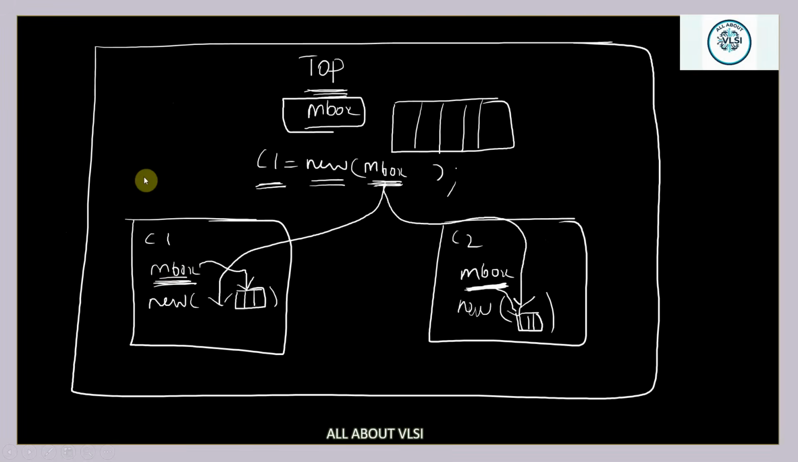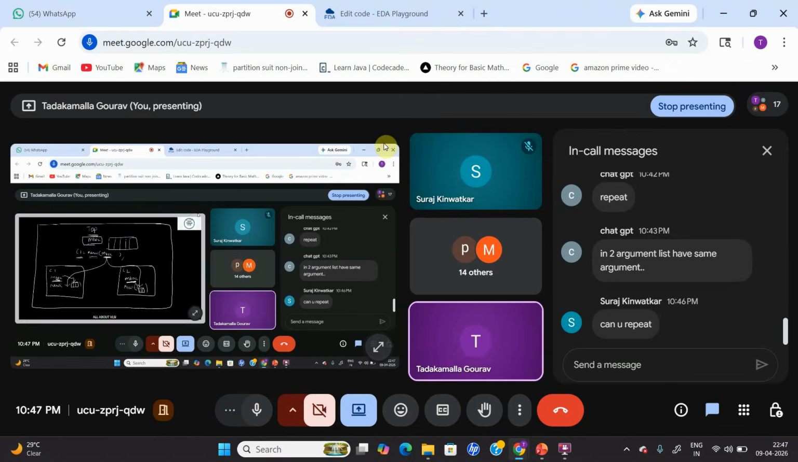So C1 will have an internally declared mailbox handle but not the instance, that will be pointing towards the common mailbox instance which is declared in the top, and C2 also has a mailbox handle which is declared, that will also be pointing towards the common mailbox instance which is created in the top, so that both the mailbox handles are now pointing towards the same instance. This is what we are establishing.